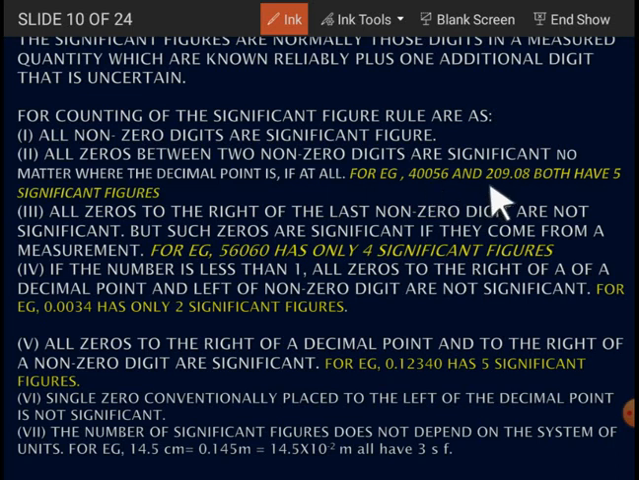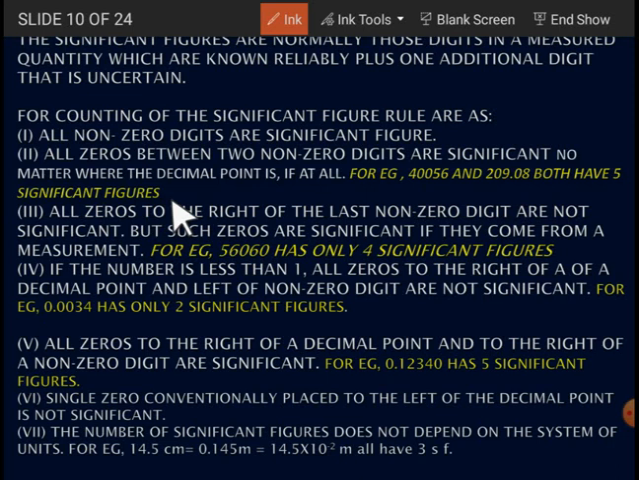Similarly, if you have a decimal number, 209.08. Got it? Here 0 is in between two non-zero digits. Another 0 is also between two non-zero digits. So we have to take into account all these zeros which lie between any two non-zero digits. So how many digits are here? 3, 4, 5. So this also has 5 significant figures.